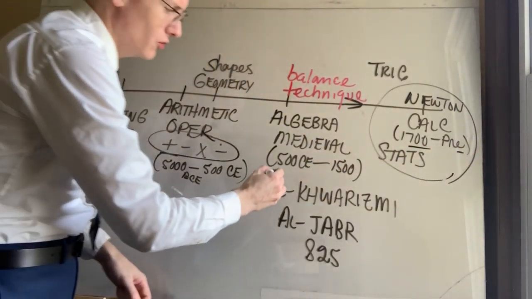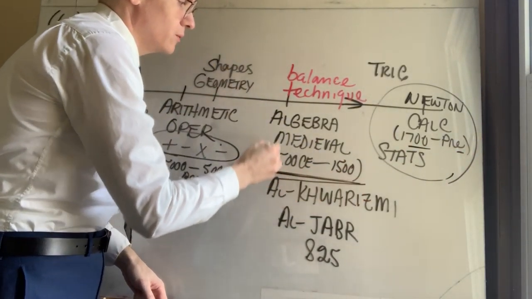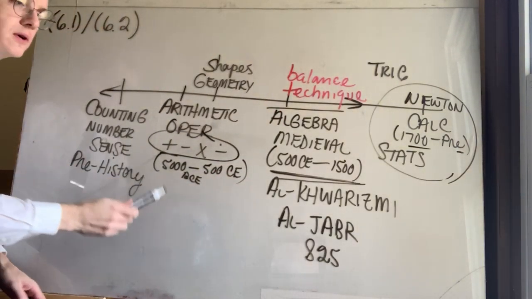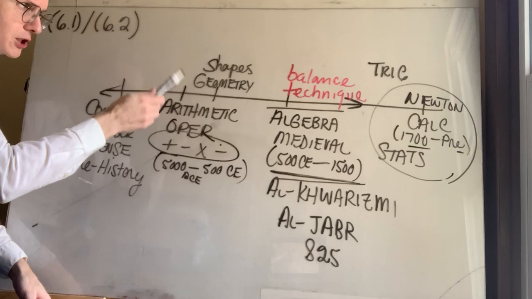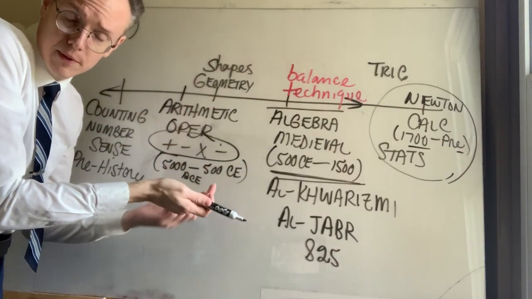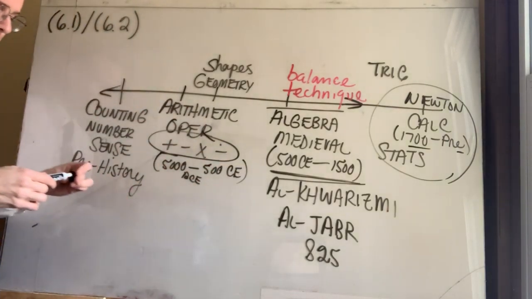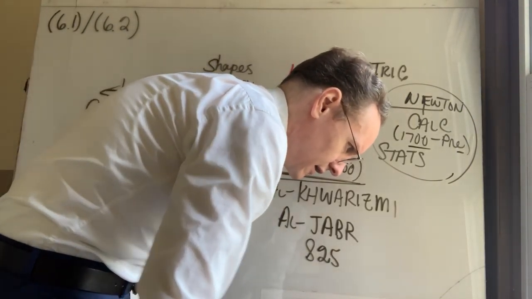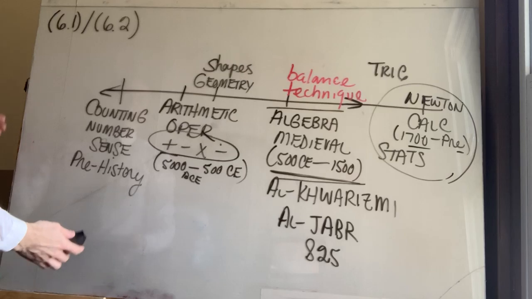I'm not doing it justice right now, but we're not really responsible for this. Just beware, algebra follows arithmetic and geometry in time, and it comes from basically the Middle Ages. It's a balancing act. It's a thought process, a technique.